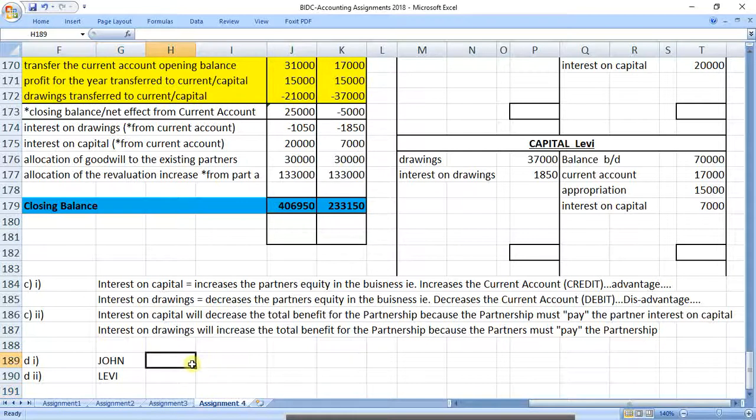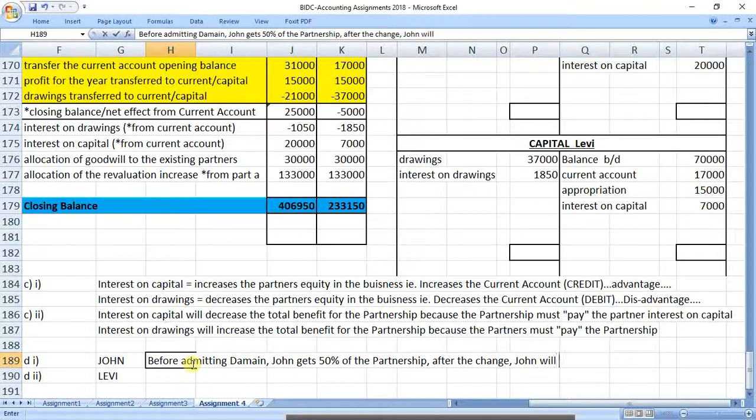Okay, so maybe that's what they want you to discuss. There's nothing else here that talks about the terms, and we don't have the contract, so we can't look at it. But what we can say is that before admitting Damien, John gets 50% of the partnership. After the change, John will only get a third, 1 over 3, of the business.